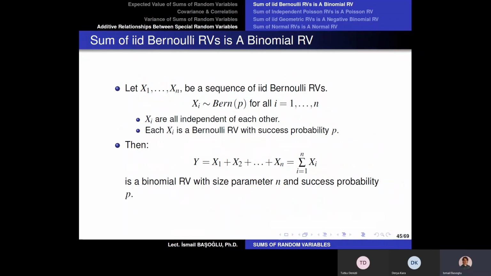Okay. Now, the summation of these statuses counts the total number of successes, right? Therefore, Y here is the total number of successes in n independent experiments. Therefore, Y is a binomial random variable with size parameter n and success probability p, which means the sum of independent and identically distributed Bernoulli random variables is a binomial random variable.